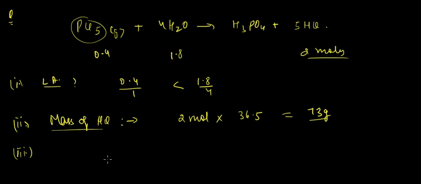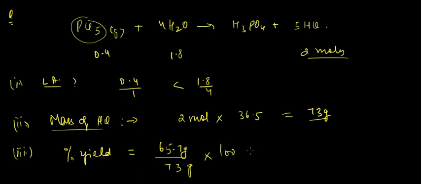Okay, next, what would be the percentage yield of the HCl? We have to calculate. If experimentally we have only got 65.7 grams of HCl, so percentage yield would be 65.7 divided by 73 into 100. That would give us 90% yield.